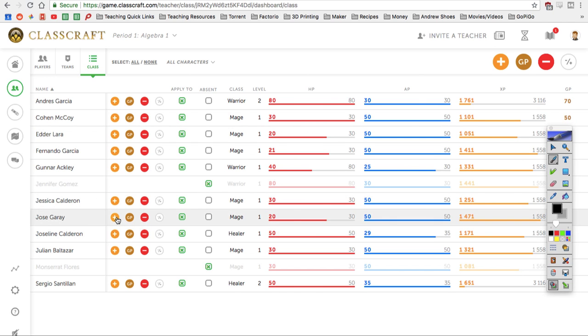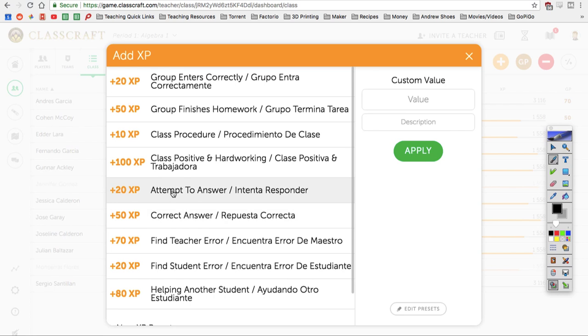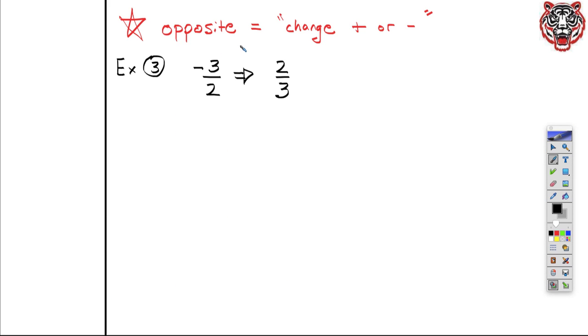So first, Jose, it was actually incorrect, but thank you for trying. And then Gunnar is also incorrect, but you still get XP for trying. So this one is just 3/2. It's the same number, but without the negative. 3/2 was the number, and I got rid of the negative. So it's now 3/2. Again, opposite just means you change the positive and negative. Don't worry about flipping it. It's still the same number, but just with another negative sign, essentially.